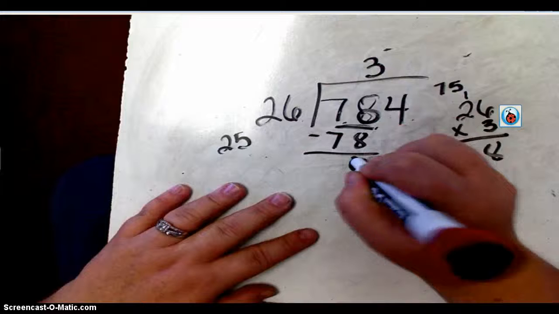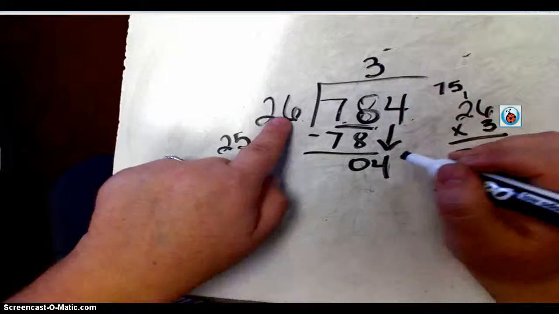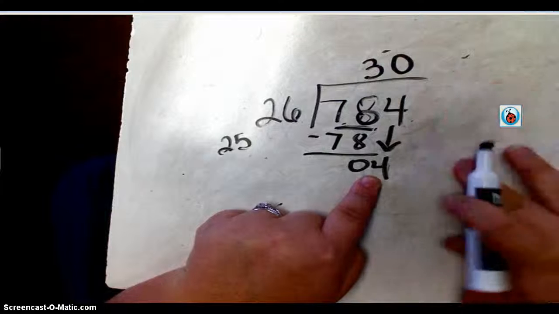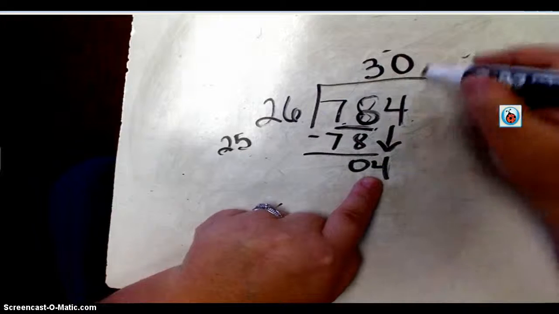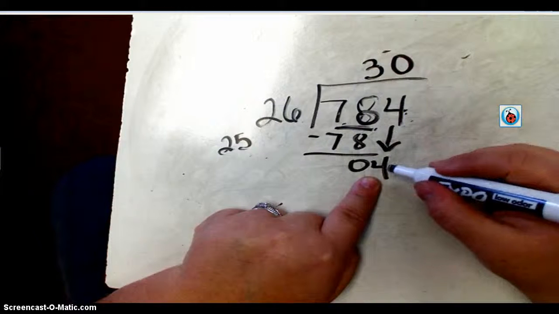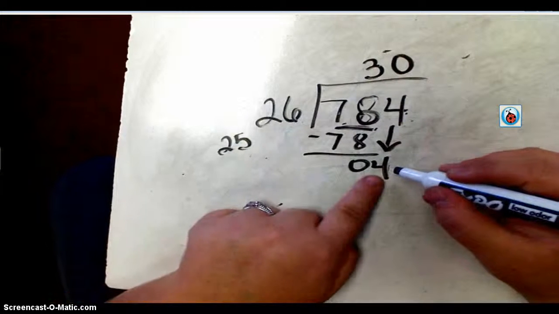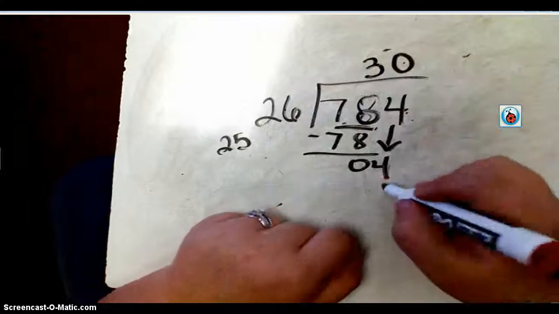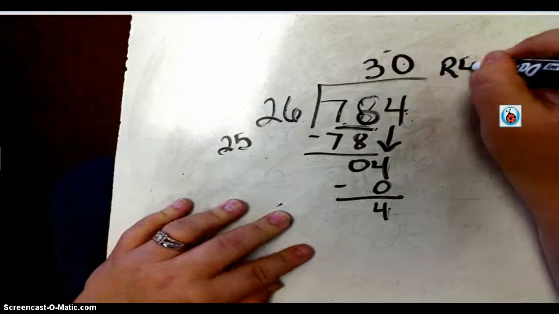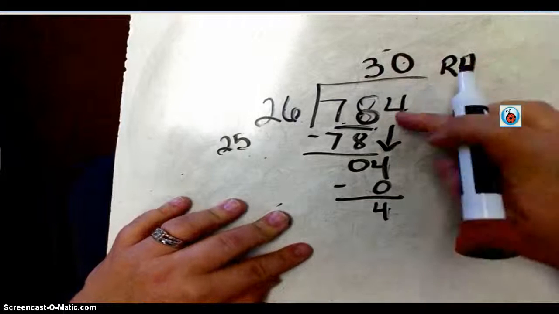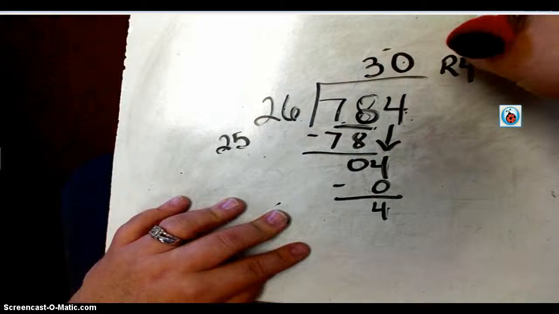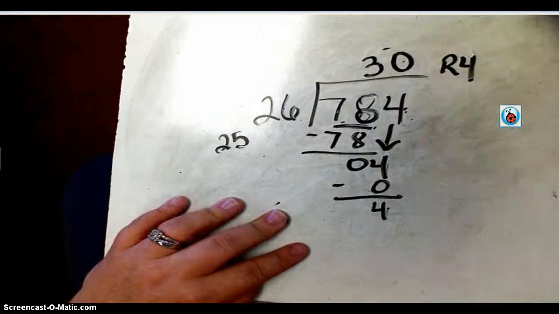I subtract, I get 0, I bring down my 4. 26 goes into 4 0 times, and this is where some of you might make that mistake. You might just automatically assume that 4 is your remainder without multiplying it through. Remember, anytime we bring down a number, I still have to put my divisor into that number. 0 times 26 is 0. Subtract, I get 4. So 4 does end up being my remainder, but I still have to multiply it through whenever I bring it down. So you should have gotten an answer of 30 remainder 4.